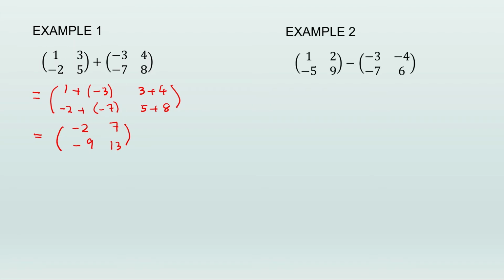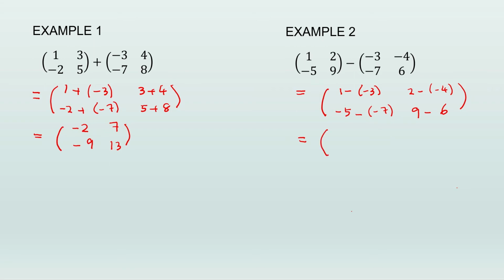Now let's look at another example. Kalau dah master, then you can just calculate in your mind. So you will have the answer: 1 minus negative 3. Be careful with your minus and addition that involves negative values. Then negative 5 minus negative 7, 2 minus negative 4, 9 minus 6. So this should be the answer for our matrices.